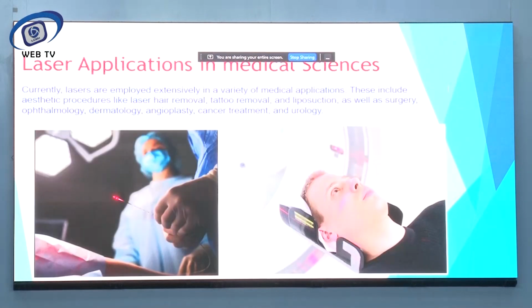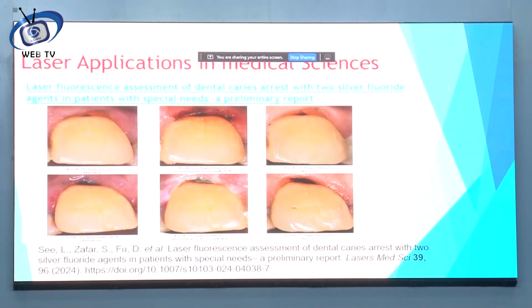Non-linear absorption... these are applications in medical science. We are using lasers for the removal of tattoos, liposuction, surgery, ophthalmology, dermatology, angioplasty, cancer treatment, urology. Then we are using them for the identification of caries and for the treatment of caries as well. And we can also identify healthy and carious tooth with laser induced plateau spectroscopy as well.